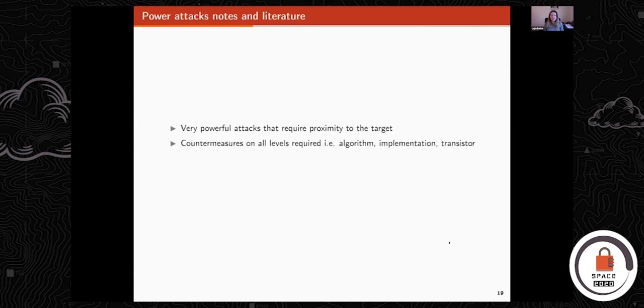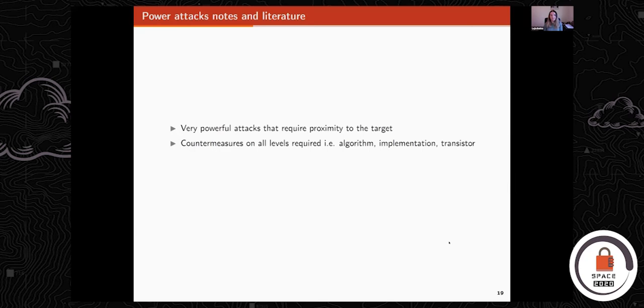So power attacks are well known, very powerful, and typically require proximity. But then the upgrade would be EM attacks, so electromagnetic emanation leakage based, that are also sometimes recovering the same leakage like power in a kind of differential way of attacking, and with location-based leakage could get even more. And of course, countermeasures are required on all levels.